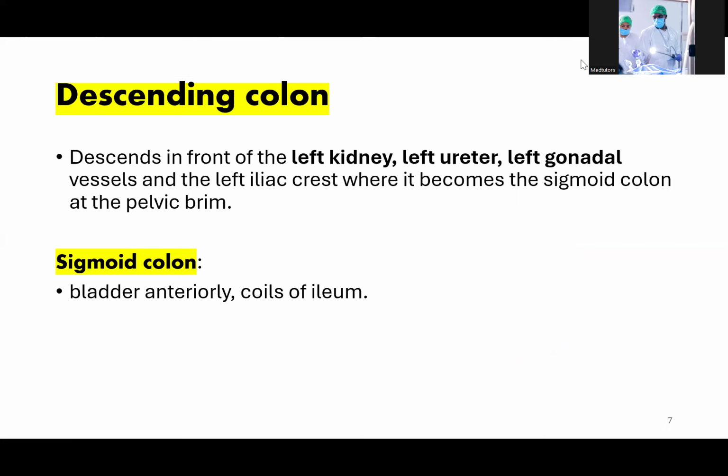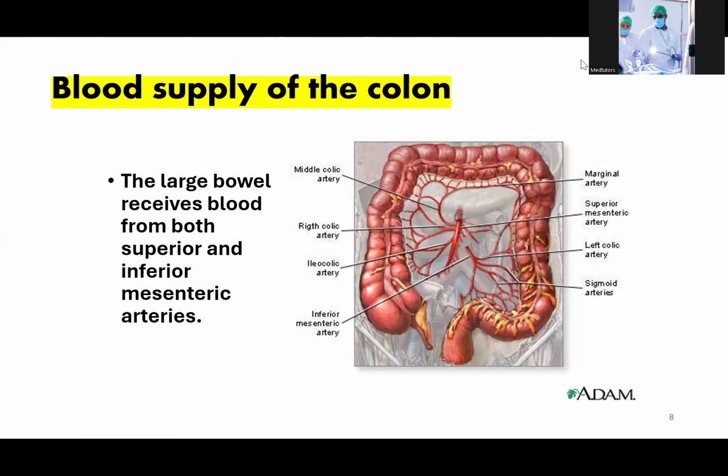Now, the descending colon descends in front of the left kidney, left ureter, left gonadal vessels, and the left iliac crest, where it becomes the sigmoid colon at the pelvic brim. Now, the sigmoid colon, the relations: bladder anteriorly and coils of the ileum. So on the descending colon, of course, the left ureter and the gonadal vessels.